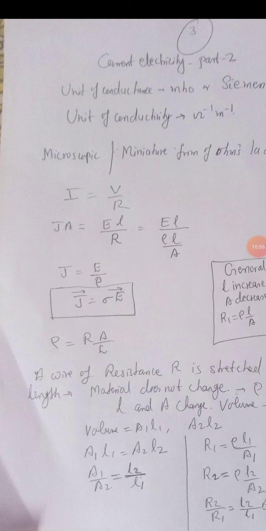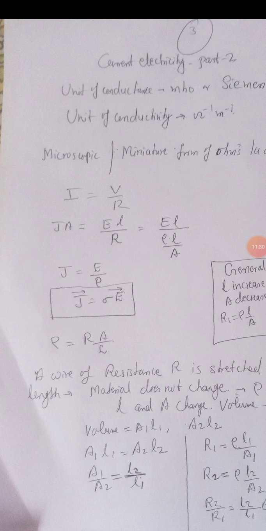R I have written in the form of rho L upon A. So here I have got one more formula: J is equal to E upon rho. And as I just told you, 1 by rho, resistivity, is sigma. So J is equal to sigma E. This is another form of Ohm's law, student. A vector form, microscopic form, or miniature form, you can say. J is current density, sigma is the conductivity, and E is the electric field, student. The miniature form of Ohm's law.